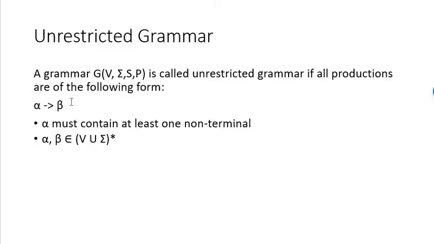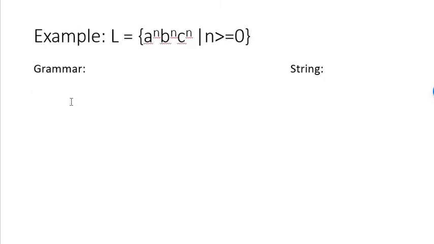So let us try to understand how to construct a grammar for the given language. Suppose the given language is a raised to n, b raised to n, c raised to n, such that n greater than or equal to 0. We have learned that we can't construct a push down automata for this language, and that is why this language is not context free. And since it is not a context free language, we can't write a context free grammar of this language. But of course we can write a context sensitive grammar as well as an unrestricted grammar of this language. So let us learn how to write an unrestricted grammar of this language.